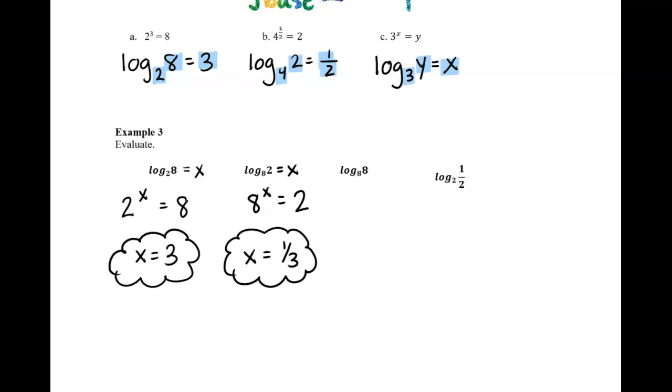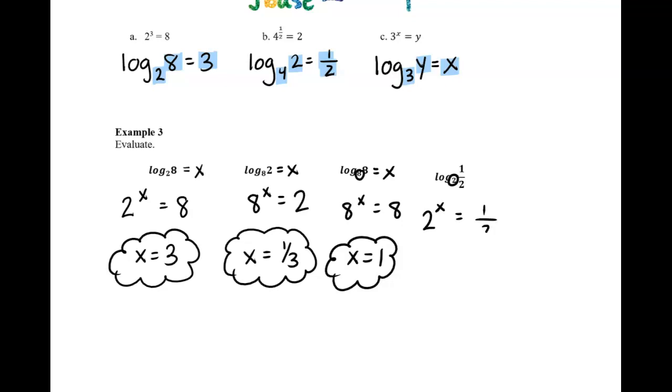I think I'll show all these examples with x's, and I'll show the next example without x's, okay? So log base 8 of 8 equals x. So our base is 8, so 8 to the x equals 8. 8 to what power equals 8? 1. Okay, so now we have base of 2, so 2 to the x equals 1/2. Since this is the same as 1 over 2 to the 1, x is actually equal to -1, because 2 to the first power is 2, but it's on the bottom of the fraction, so it's a negative.